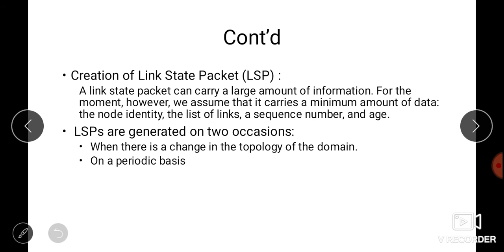LSPs are generated on two occasions mainly. First, when there is a change in the topology of the domain. In the link state routing algorithm, topology is not fixed, so a metric is changed every time based on the requirement of the network. So whenever there is a change in the topology, we transfer the LSP packets so that all the nodes know the update, and they can update their topologies.